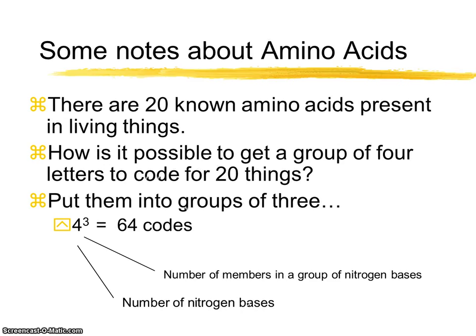Now there are 20 amino acids in all life. There are 20 amino acids, and they can be rearranged. The letters or the parts that make them, the nitrogen bases, can be rearranged to make these amino acids. And so you can actually get 64 different codes built off of these 20 amino acids.